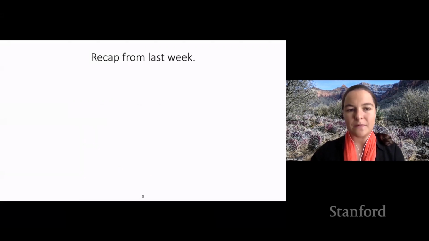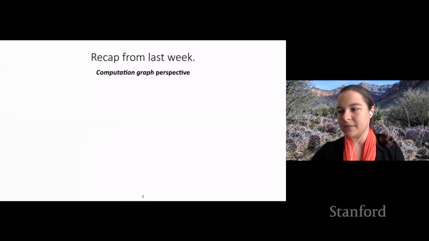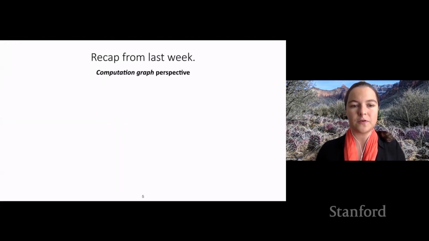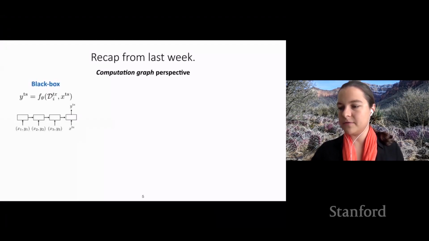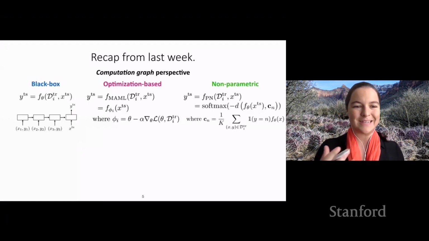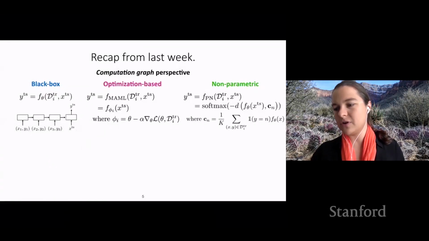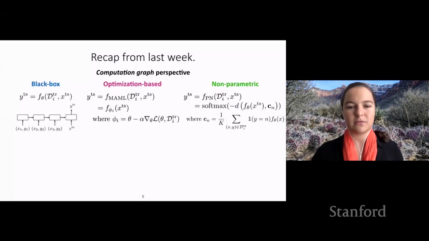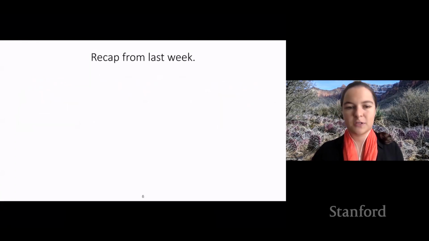Cool. So a recap from last week. We talked about different metalearning approaches, and we specifically overviewed two different perspectives on metalearning algorithms. The first perspective was the perspective of a computation graph, and we saw how we could view different kinds of approaches within the same perspective of a computation graph that takes as input training data and a test input and processes it either with a black box function, with an optimization, or with a non-parametric computation. So this was the first perspective that we covered.